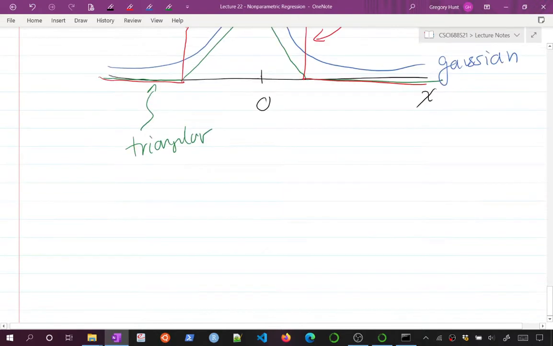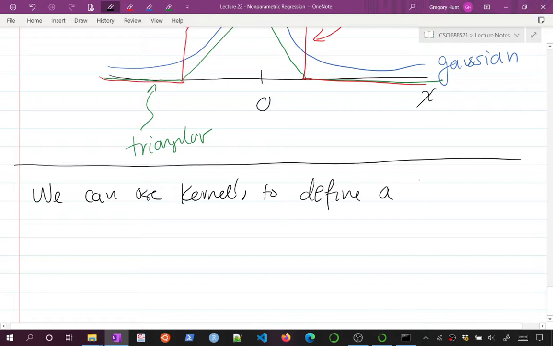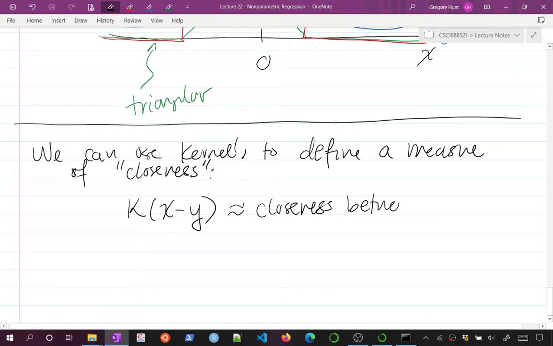Now, the reason that we're interested in kernel functions is we can use kernels to define a kind of measure of closeness. So if I have 2 points, x and y, if I look at k of, say, x minus y, this is some measure of closeness between x and y.